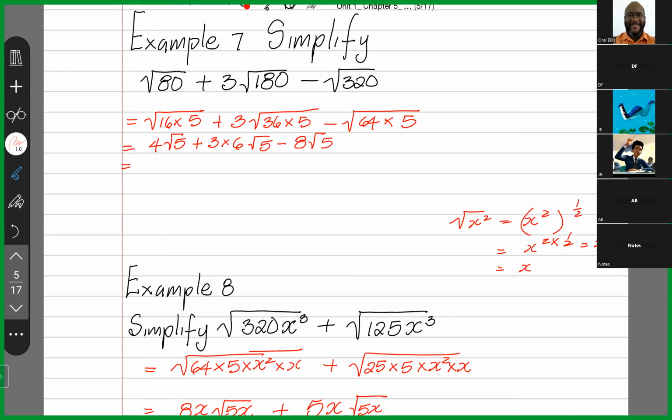3 6s are 18. 18 plus 4 is 22 root 5 minus 8 root 5, which turns out, I think, to be 14 root 5. All right, so that's examples 7 and 8.